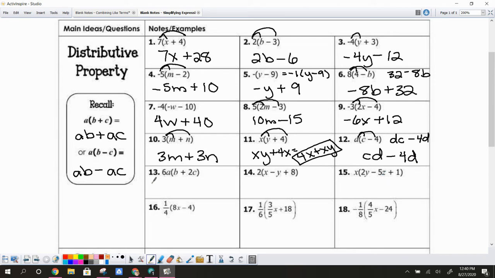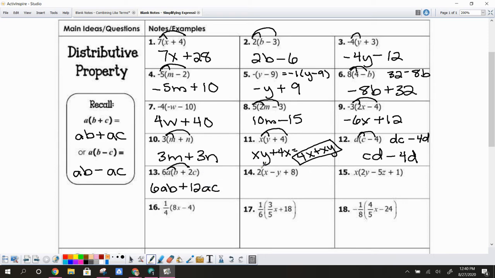Okay, so then number 13, we're going to do the same thing. We're multiplying and we're multiplying. So 6a times b is 6ab. And then 6a times 2c, we're going to multiply the 6 and the 2 to get 12. And then a times c would be ac.